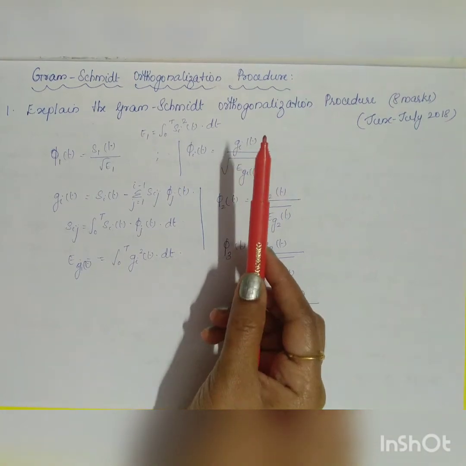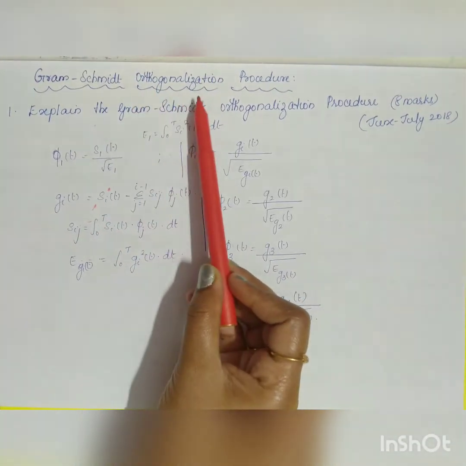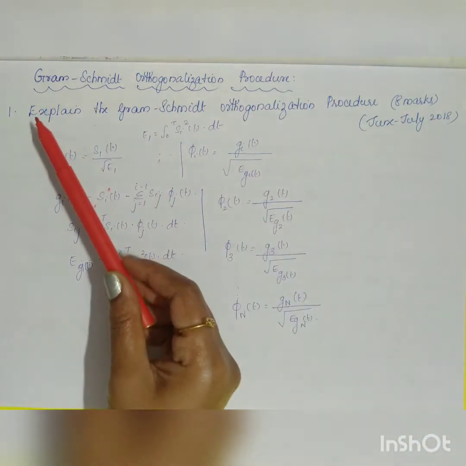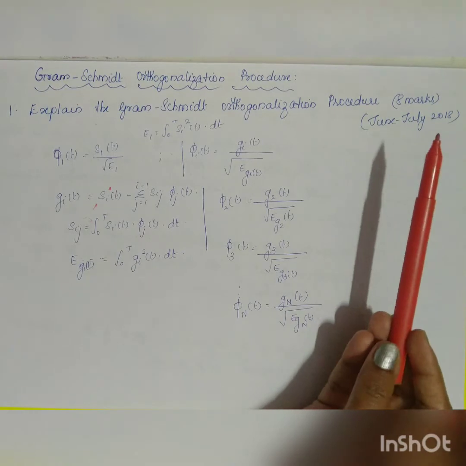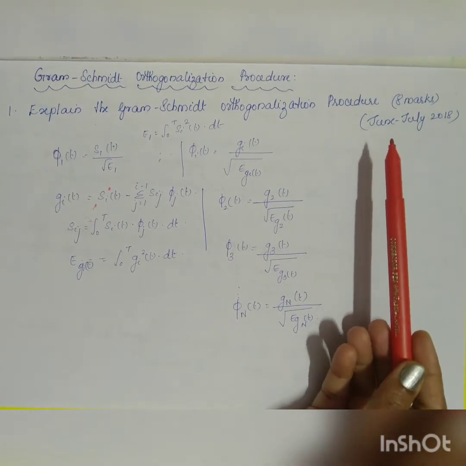So the second topic in module 2 is Gram-Schmidt's orthogonalization procedure, okay? And the university question asked is: explain the Gram-Schmidt's orthogonalization procedure. It was asked for 8 marks in July 2018.